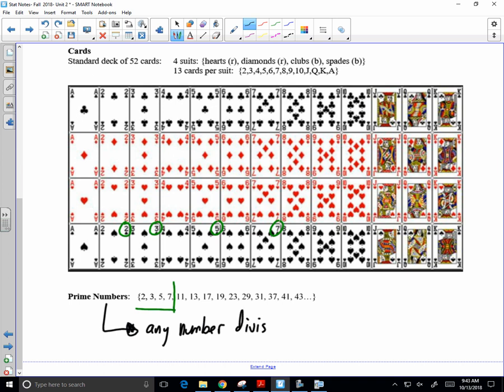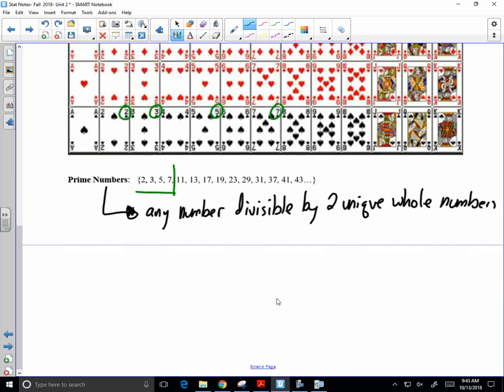divisible by two unique whole numbers. All right, you might have learned a different definition. I don't like the one that you would see in a textbook, because I don't think it tells the complete story without you having to add information to it.